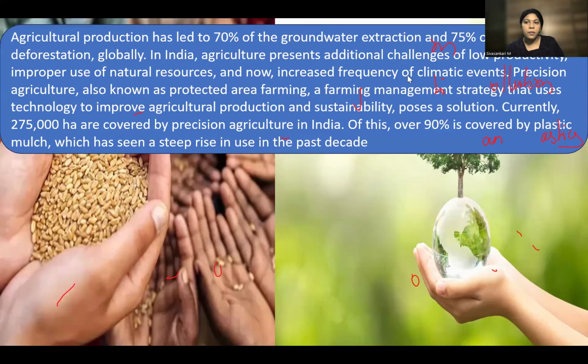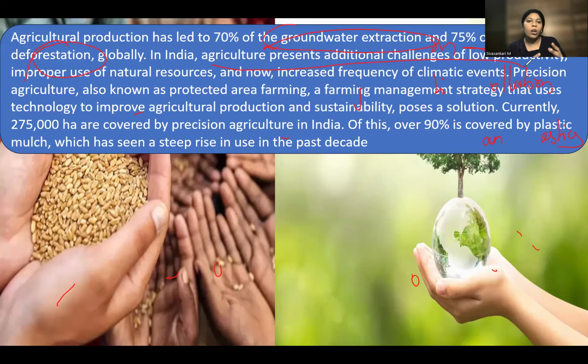See this, they have said that agricultural production has led to 70% of groundwater extraction we are doing, and even 75% of deforestation is because of agriculture only. Apart from degrading the water resources and deforestation, agriculture is also facing a lot of challenges like low productivity and improper use of resources, and all this is happening.